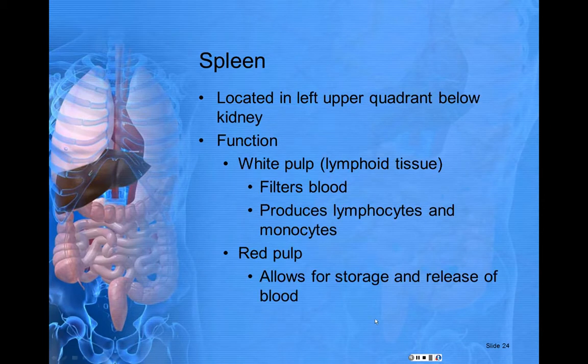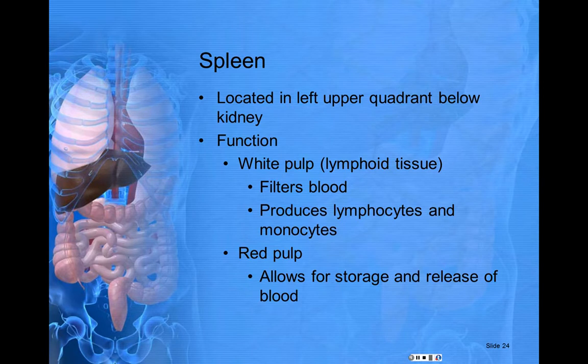The spleen is located in the left upper quadrant of the abdomen, below the kidney. Now remember, the kidneys are retroperitoneal, meaning they're not in the front part of the abdomen, but in the back part of the abdomen, behind the peritoneum. So the spleen is located in the left upper quadrant, just below the kidney.